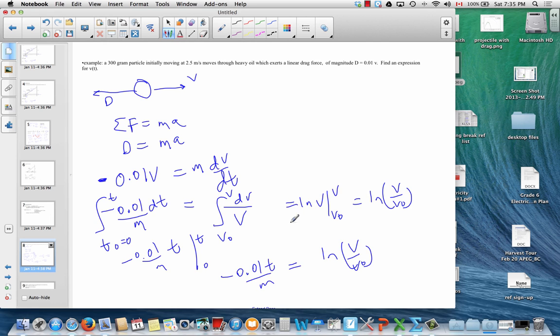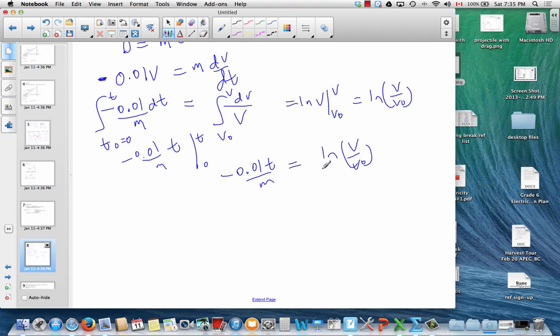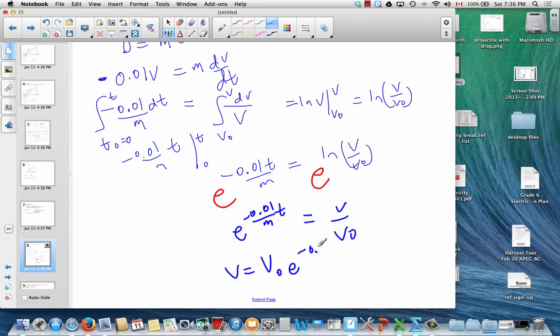Now, we're going to use an inverse function here. We're going to exponentiate both sides, so e is going to undo ln. So we put e on this side and e on this side. This side will just be v over v naught, and this side is just going to be e to the minus 0.01 over mass times time. So you cross multiply the v naught, and then you've got an expression with the velocity as a function of time.